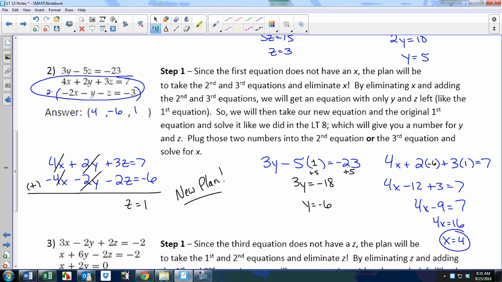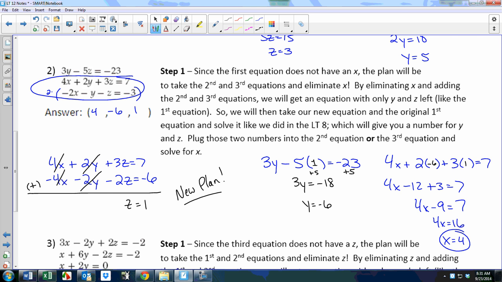So 4, negative 6, 1. Where's that in space? All right, here's our origin. 0, 0, 0. 4 to the right, so 4 this way. Where would negative 6 be? It'd be in the hallway, and then up 1. All right, just for reference, just so you can see where this answer is.